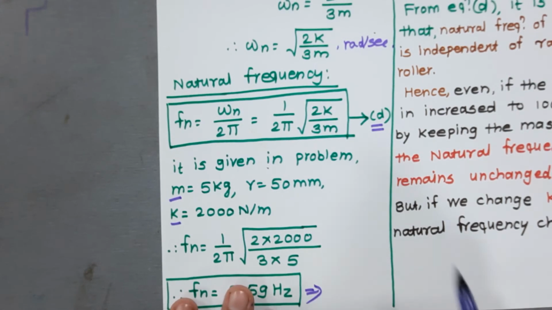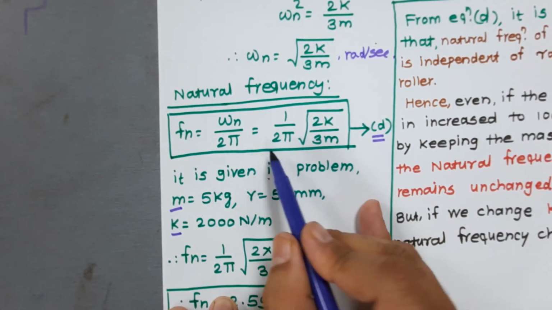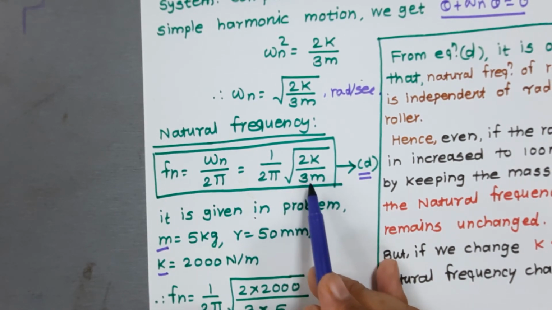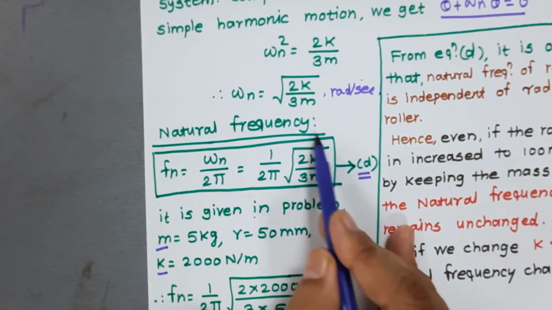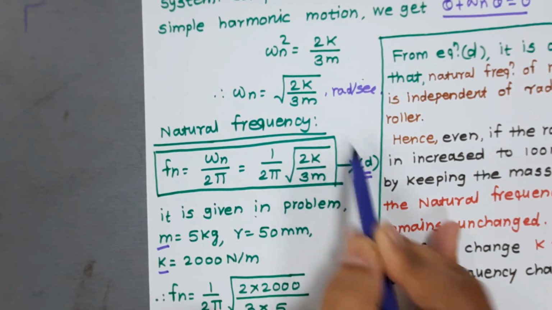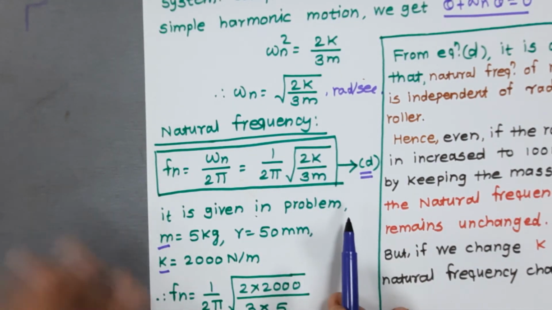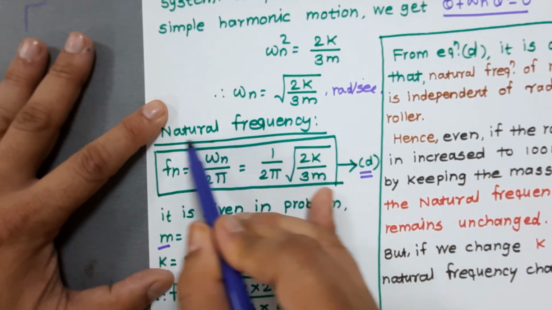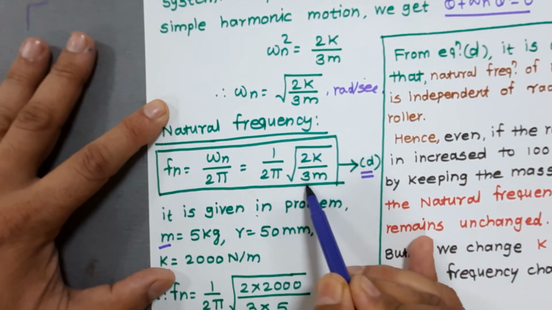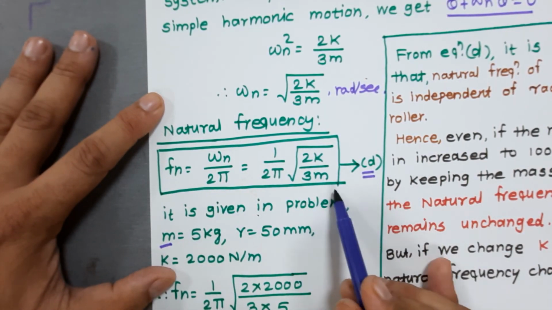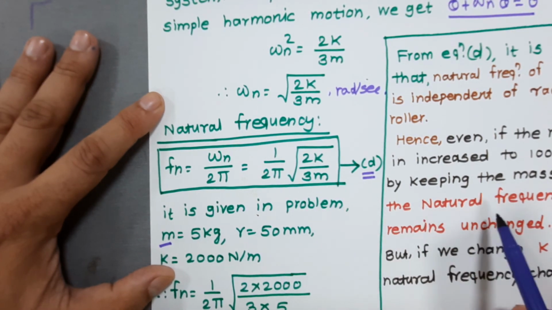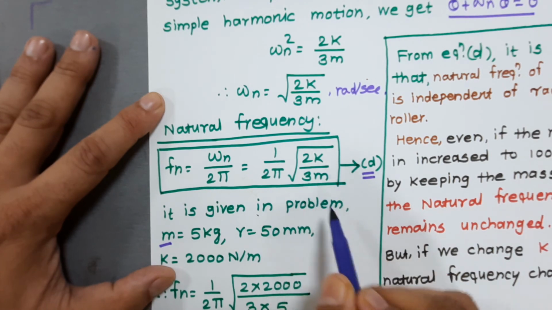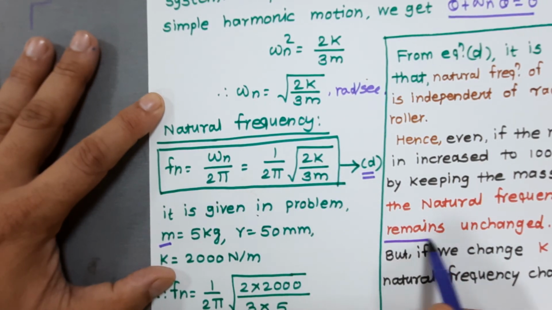Dear friends, observe this equation D. In equation D, it is observed that the natural frequency of the roller is independent of the radius, because there is no term of r here. Hence, since r is not present in the natural frequency equation, even if the radius is increased from 50 to 100 mm, keeping the mass constant, the natural frequency remains unchanged.